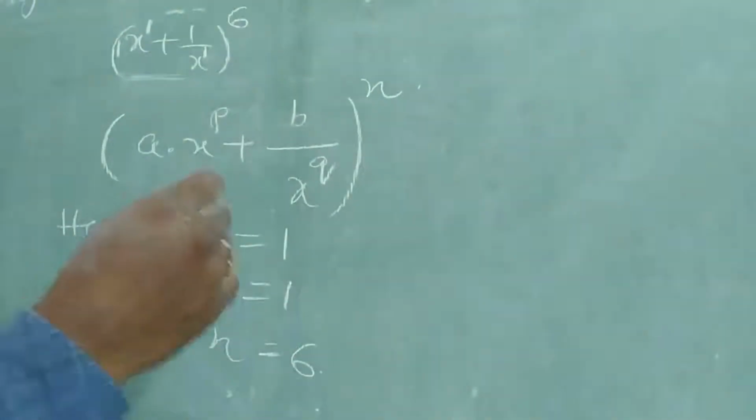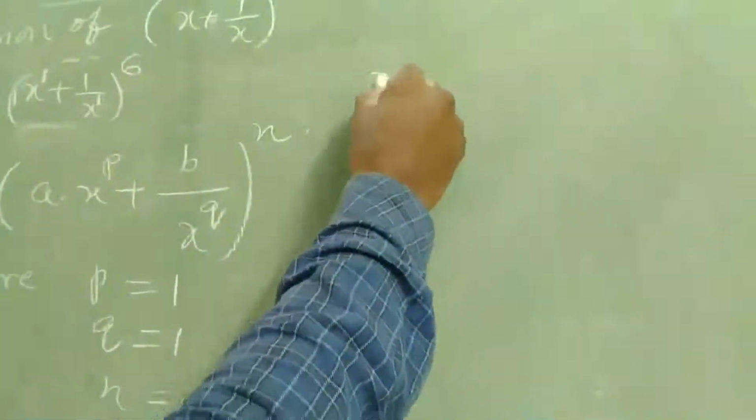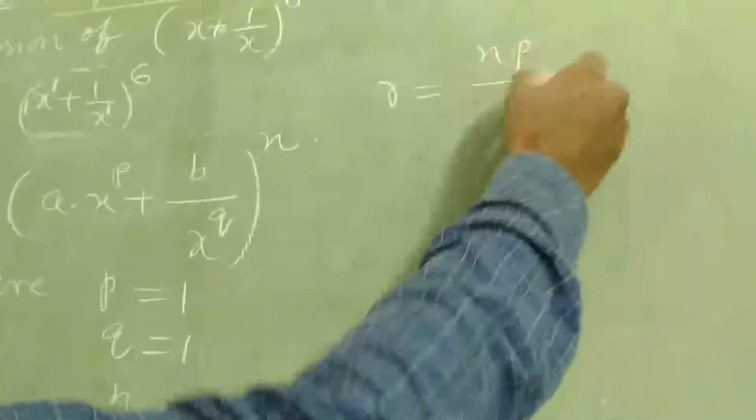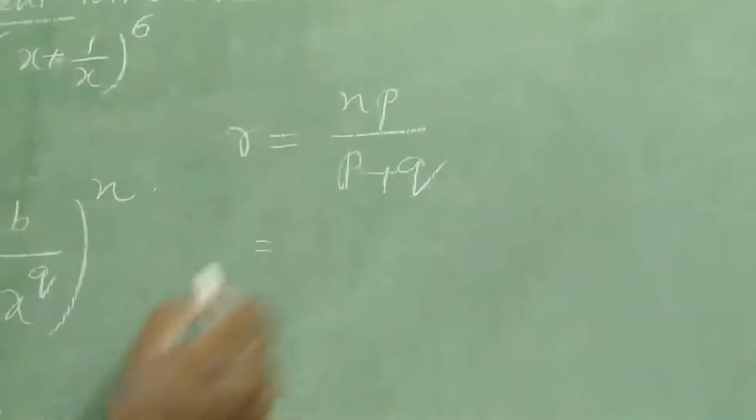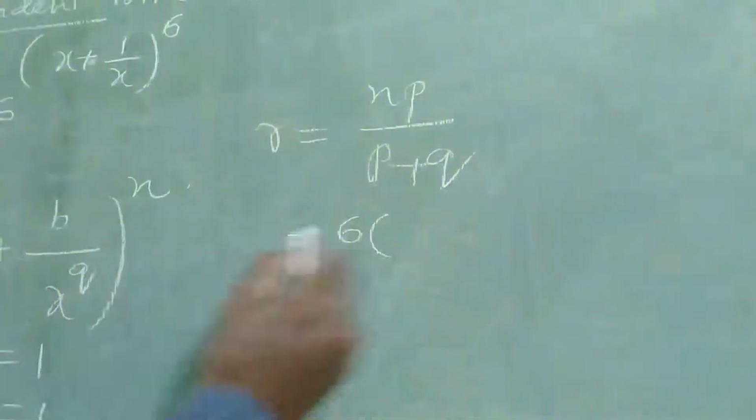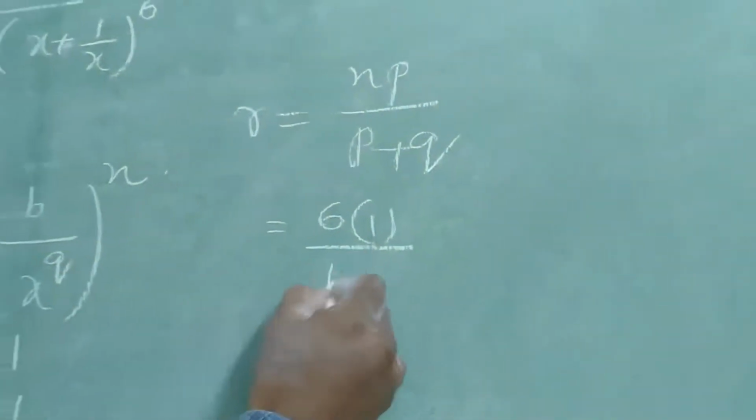Now you can find it directly by using a shortcut. r is equal to np by p plus q. So what is the n value? 6 into p value 1 by p plus q, 1 plus 1.